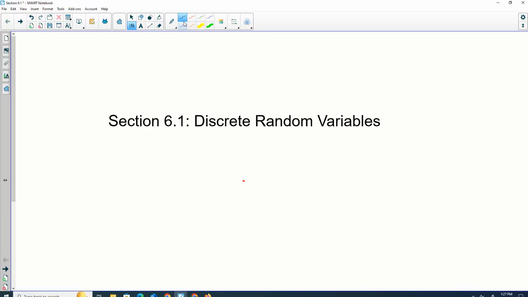So, next thing, you will want your formula sheet and a graphing calculator. Today we're going to do some shortcuts on the calculator.